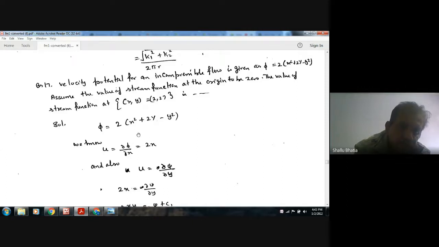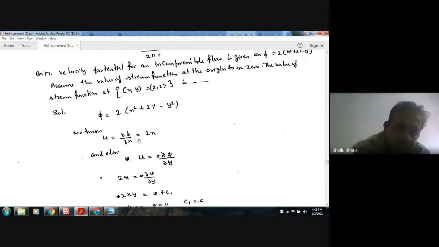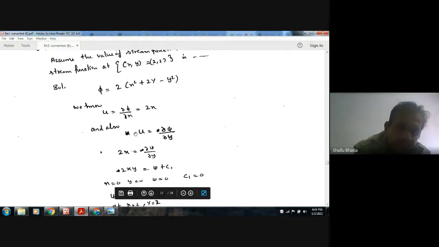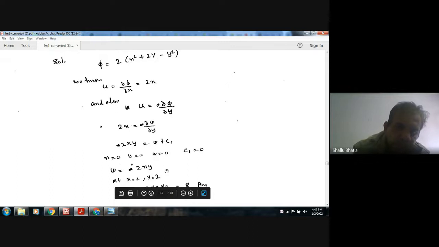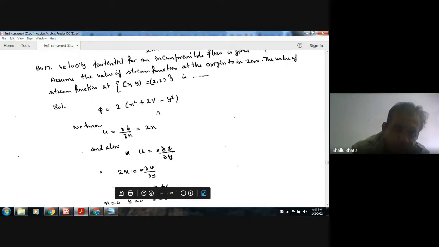Differentiating it. Now also u in terms of stream function is given by del psi by del y, and your u is 2x. So integrating will give 2xy plus c1. So when x is 0, look, the stream function psi at origin is to be 0.